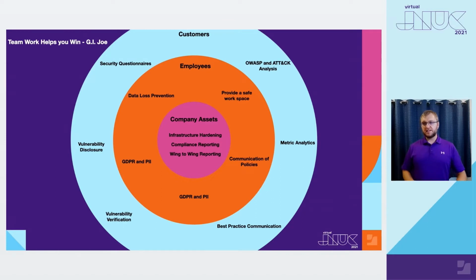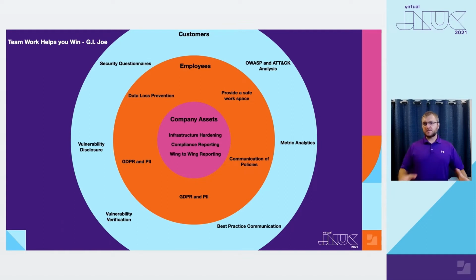The next ones are GDPR and communications of policies. A lot of these are just telling your employees and then also the public what you do with data, where your boundaries are, what can be done with a device that's under the purview of your company. This gets a little bit more hairy if you're doing a BYOD type scenario where you bring in your own personal devices for work reasons.